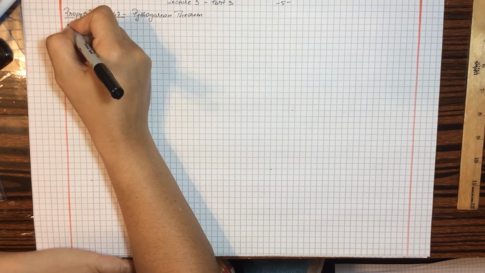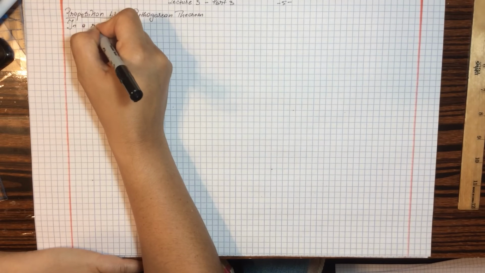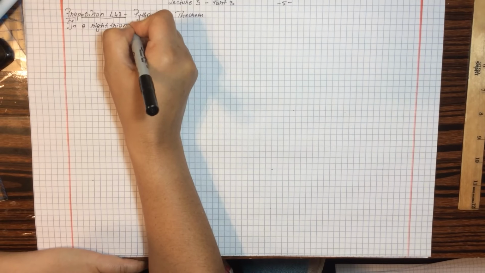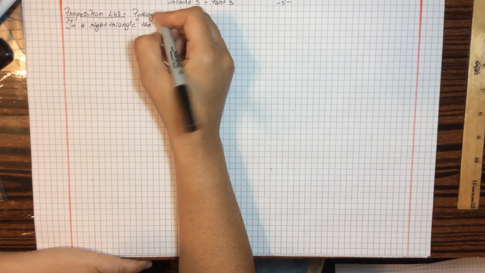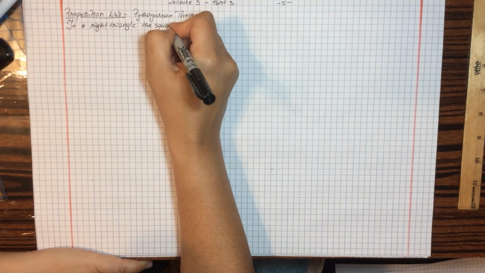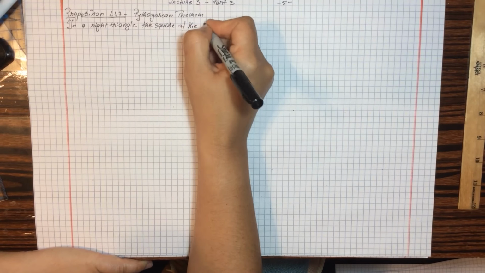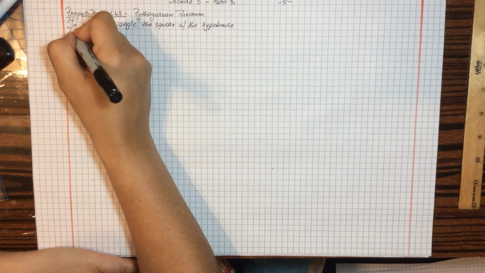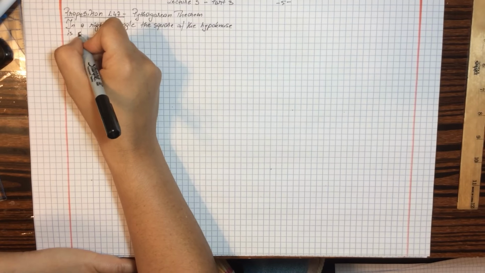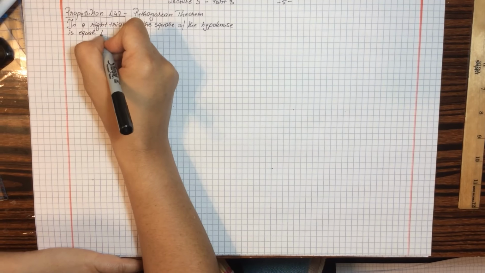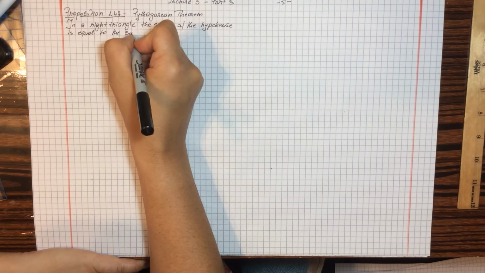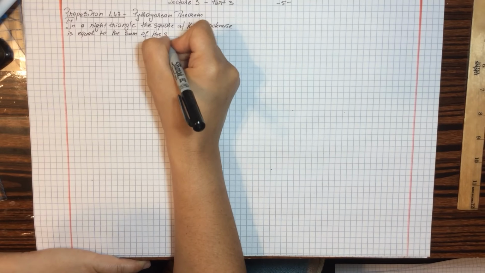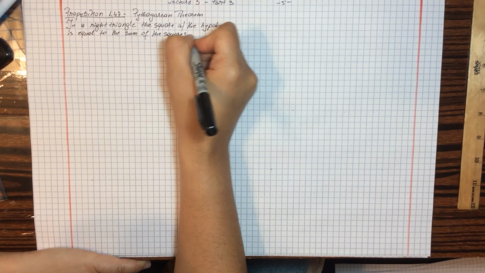It says the following. In a right triangle, the square of the hypotenuse is equal to the sum of the squares of the sides.